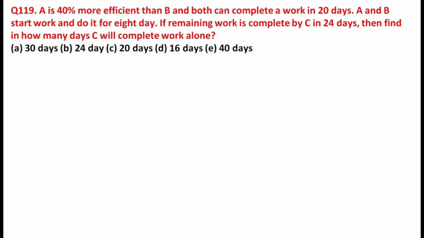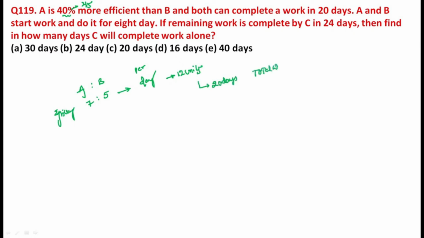Now the time and work concept here. A is 40% more efficient than B. 40% is equal to 2 by 5. If B does 5 units, definitely A does 2 units extra. It's 7 is to 5. Now both are doing, per day, they do 12 units. So they are working for 20 days. So the total work is equal to 12 into 20, which is 240.